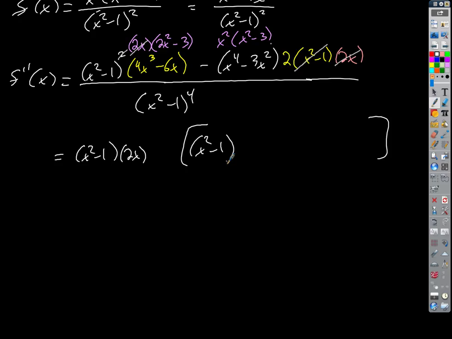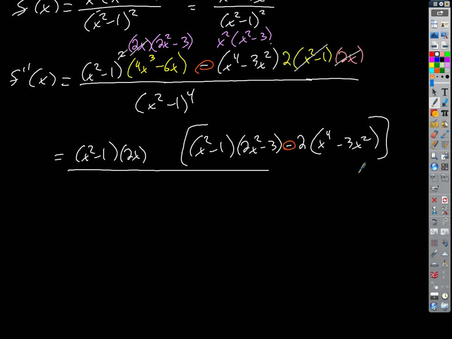Okay, x squared minus 1 times 2x squared minus 3, minus, what's left over here? It looks like a 2. And then that whole thing, right? Nothing up there canceled, right? So 2 times, we'll just go back to that form. Okay, all divided by x squared minus 1 to the 4th.